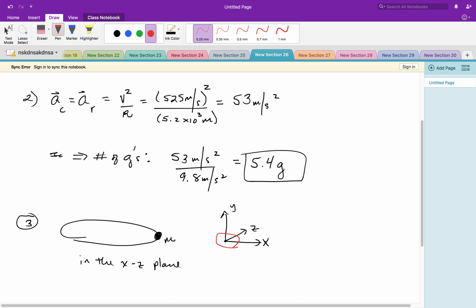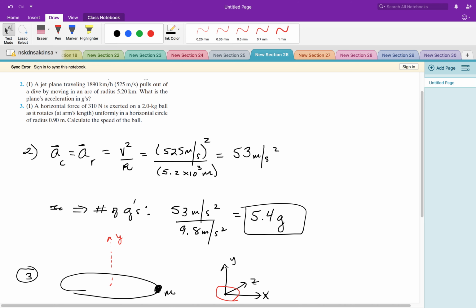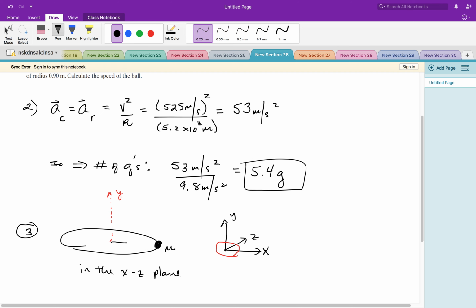It's just in the xz direction. It's because y is sort of like up like that. This is just one way to think of it. So, okay, now they tell you that there's a horizontal force of 310 newtons, and it's at arm's length, right? So this is our radius here, right?